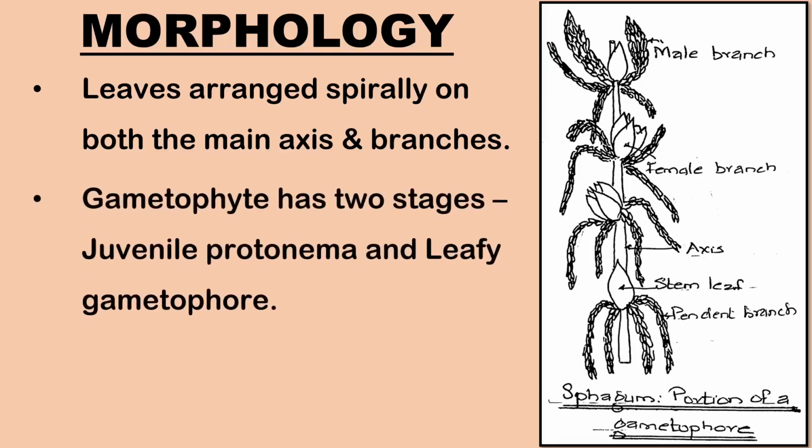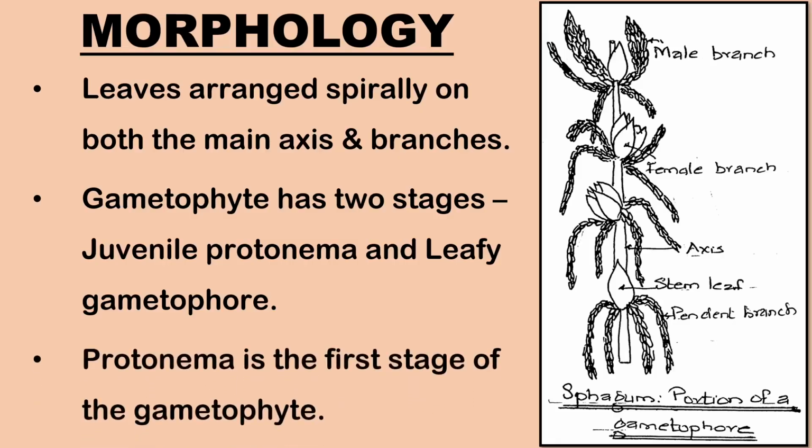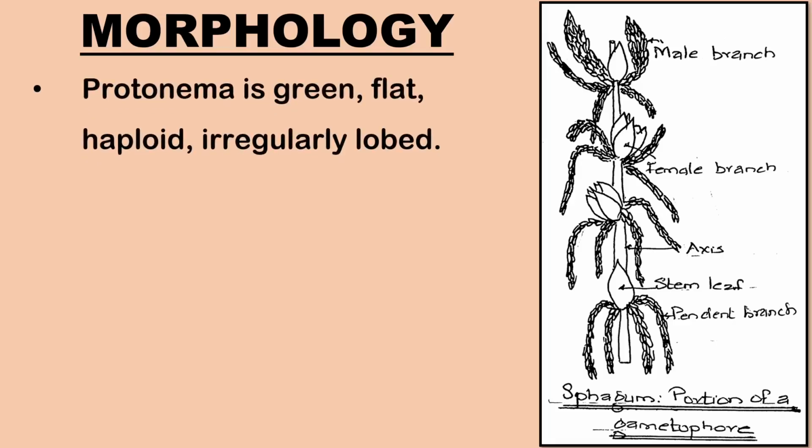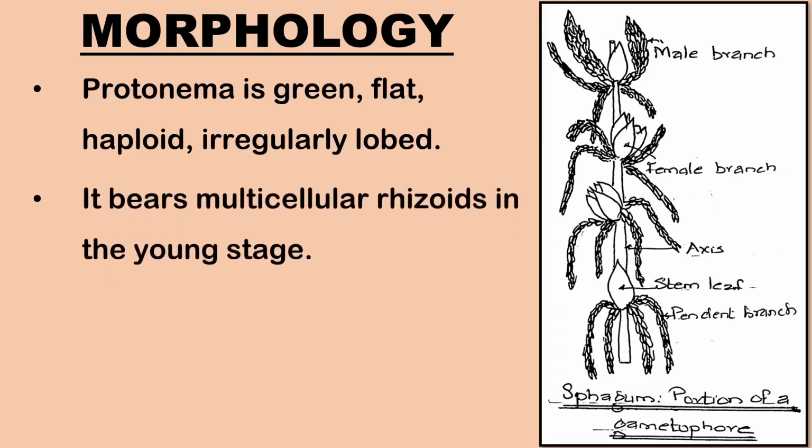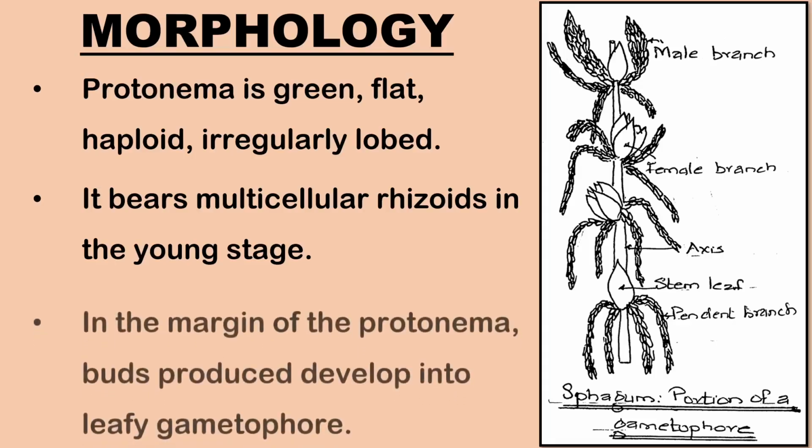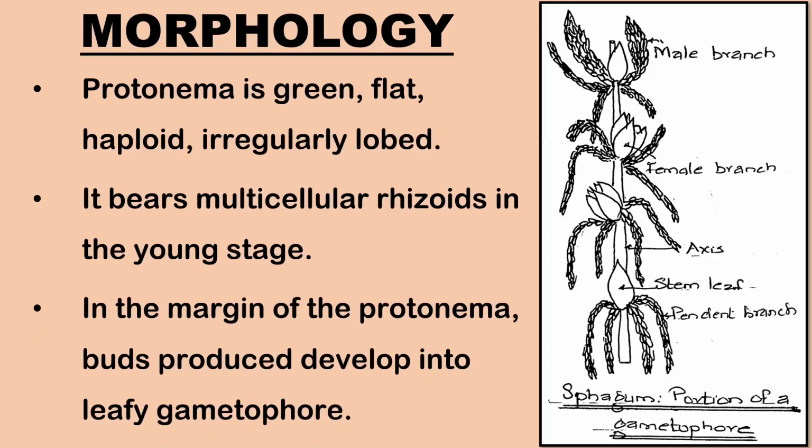The gametophyte is represented by two distinct stages, namely juvenile protonema and leafy gametophore. The protonema is the first stage of the gametophyte, which develops from the germinating spore. It is a green, flat, haploid, irregularly lobed, one cell thick, and bears multicellular rhizoids during the young stage. In the margin of the protonema, buds are produced which develop into leafy gametophore.